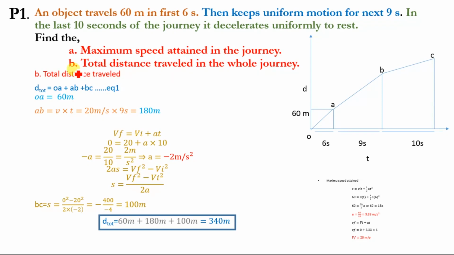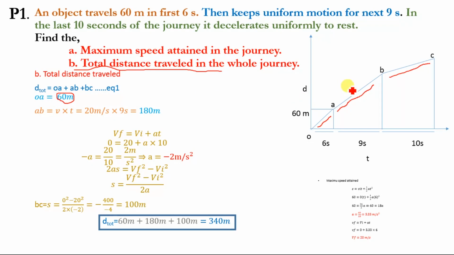Okay, now here we solve part B of the problem, the total distance traveled in the whole journey. Total distance traveled in the whole journey will be equal to the sum of the distance traveled during the first phase of motion of 6 seconds from O to A, plus the distance traveled from point A to B, plus the distance traveled during the third phase of the journey from B to C. We know that the distance traveled during the first 6 seconds is given as 60 meters.